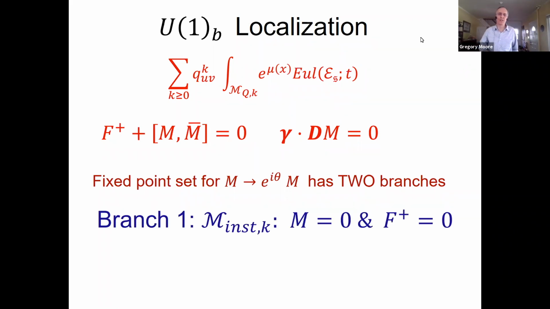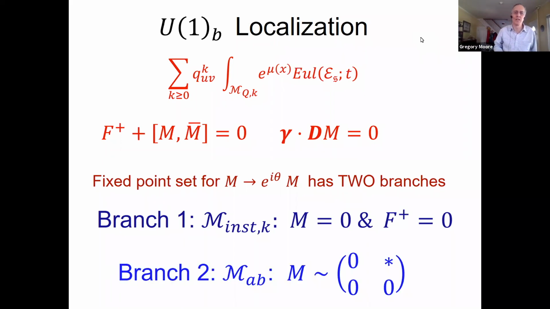First of all, clearly if I put the monopole field to zero, that's a fixed point. And if I put m to zero, I get the instanton equation. So inside this moduli space, M_k is the moduli space of instantons. So that's one branch of fixed points. But we can also have another branch where the monopole field is non-zero, but upper or lower triangular, and then multiplying by a phase is equivalent to a gauge transformation. So that's also a fixed point. And we'll call that the abelian branch because the equations boil down to abelian Seiberg-Witten equations on that branch.